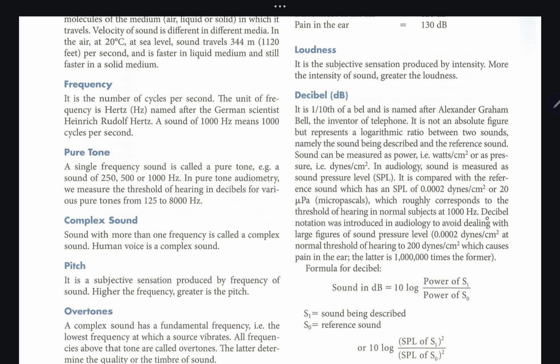1000 Hz. Decibel notation was introduced in audiology to avoid dealing with large figures of sound pressure level, from 0.0002 dynes per centimeter square at normal threshold of hearing to 200 dynes per centimeter square, which causes pain in the ear. The latter is 10 lakh times the former.